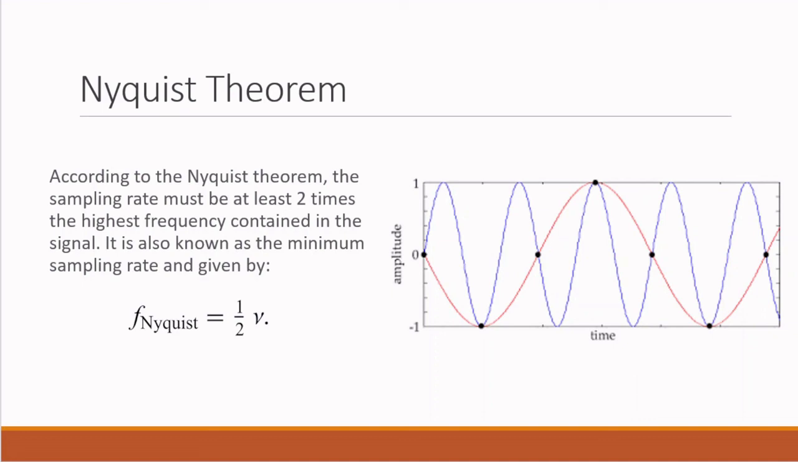So, according to the Nyquist theorem, the sampling rate must be at least 2 times the highest frequency contained in the signal. It is also known as the minimum sampling rate, and the Nyquist frequency is equal to half the maximum frequency found in the input wave.